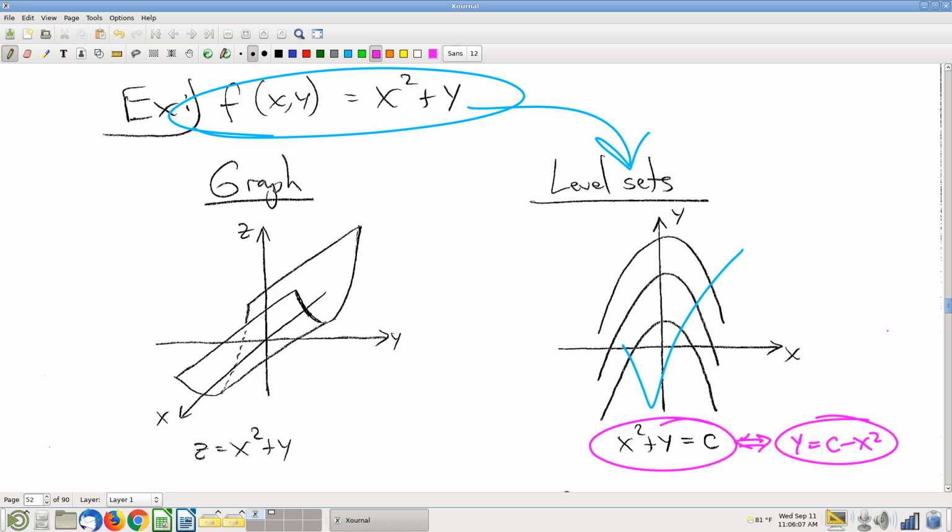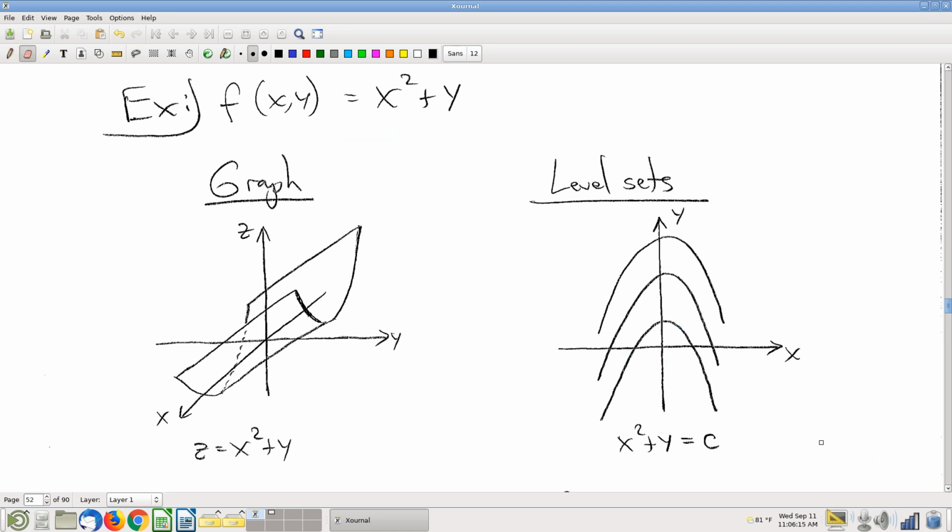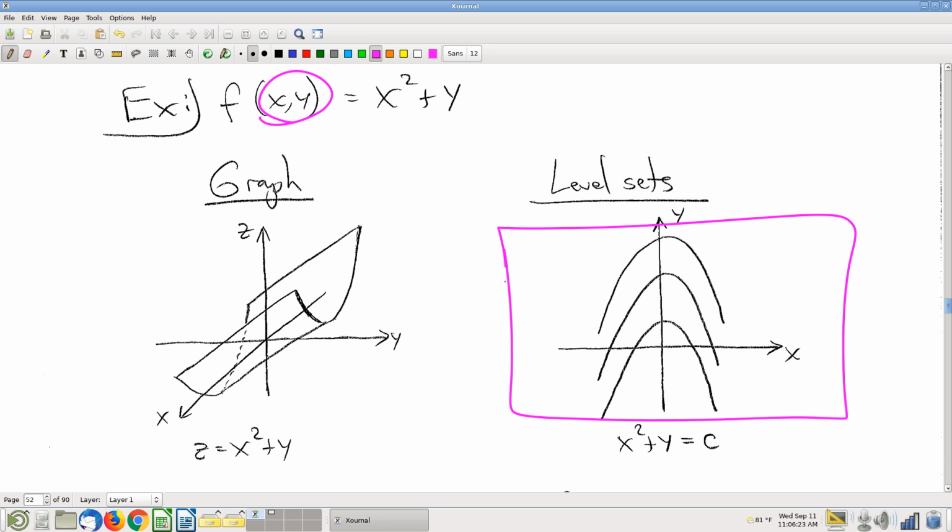Level sets live inside of the domain. Yeah, right. So the domain is the world that the inputs to the function come from, right? And you're quite right that level sets do live inside of the domain. Yeah. Right. Yeah, thanks. Cool.